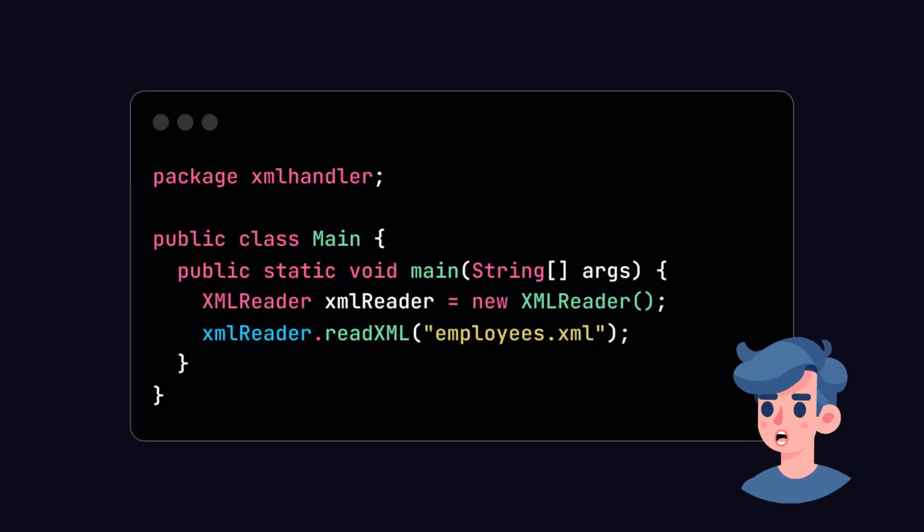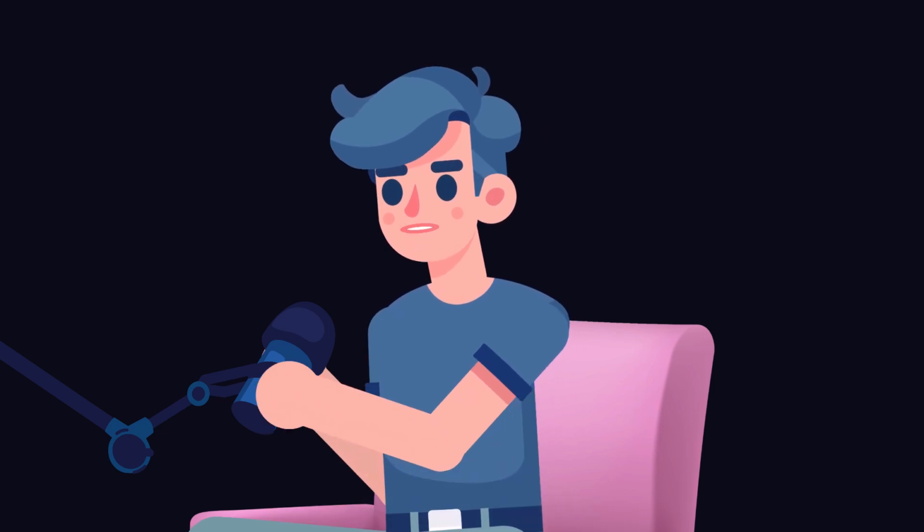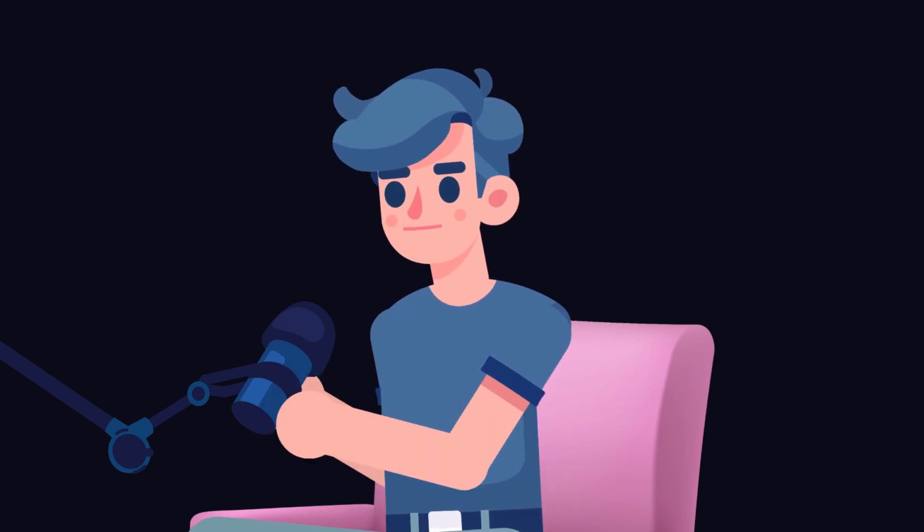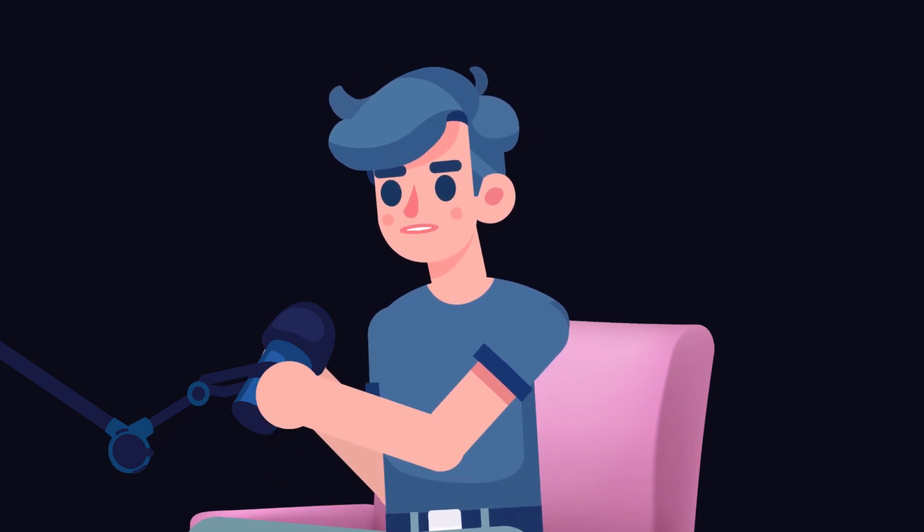Now, let's test our XMLReader class. In the main method of a new class named Main, we can call the readXML method and pass the path of our XML file. Run your Main class. You should see the output displaying the root element and the employee details from your XML file. This gives you a great starting point for reading XML data in Java.